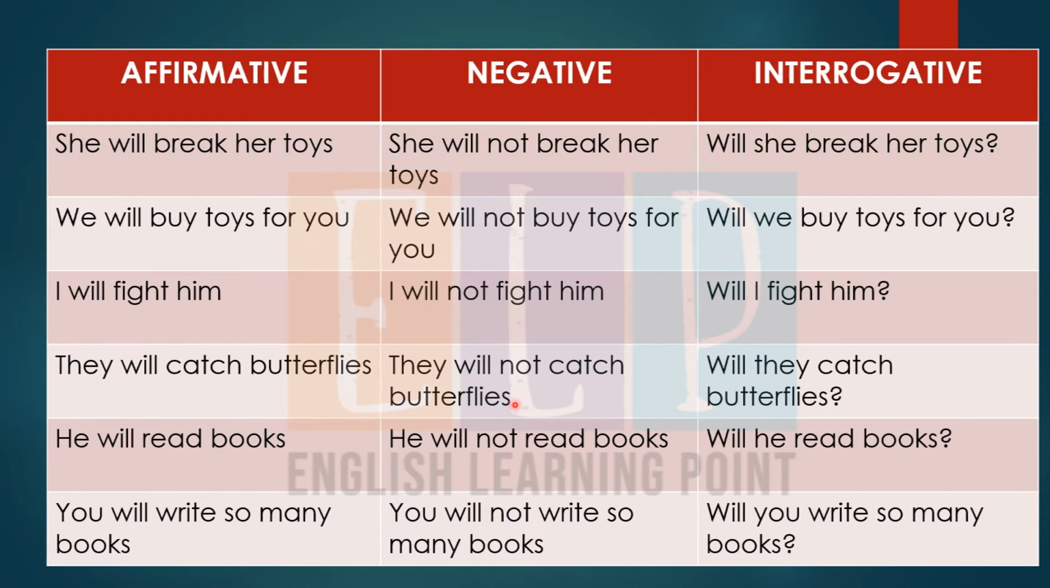They will catch butterflies. They will not catch butterflies. Will they catch butterflies? He will read books. He will not read books. Will he read books? You will write so many books. You will not write so many books. Will you write so many books?